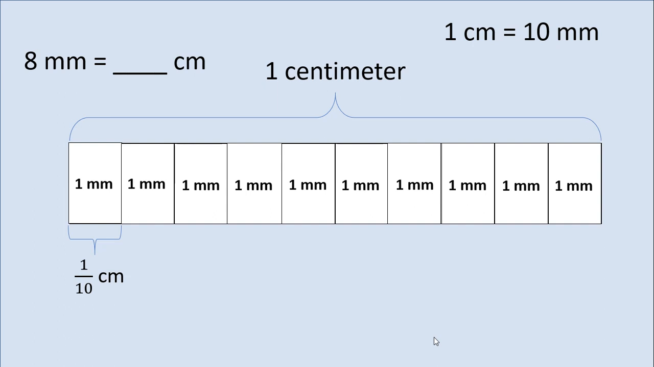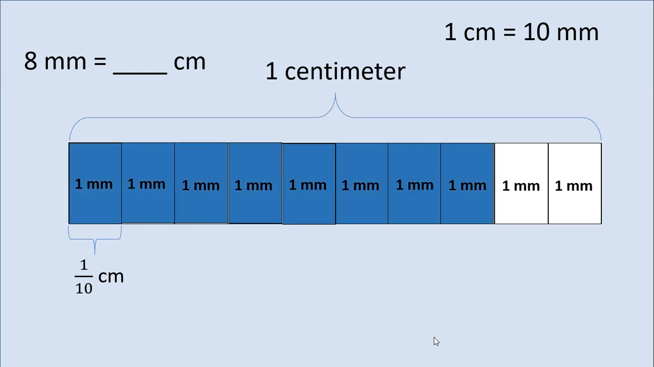But we're not trying to find 1 millimeter, we're trying to find 8 millimeters. So there's two ways we could do this. We could highlight all 8 millimeters and count that this is 1/10, 2/10, 3/10, 4/10, 5/10, 6/10, 7/10, 8/10 of a centimeter, or we can multiply 1/10 of a centimeter times 8 millimeters.